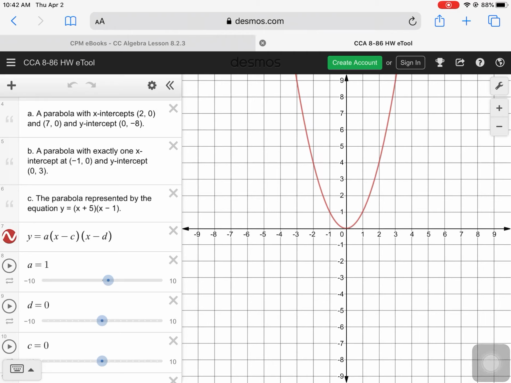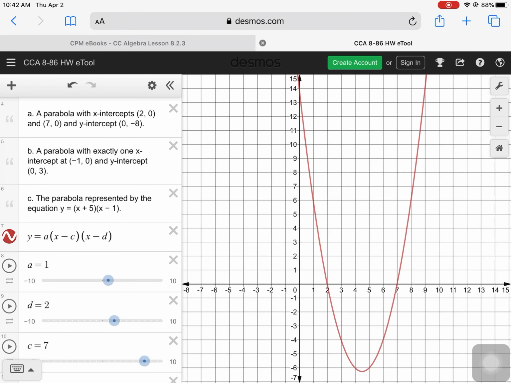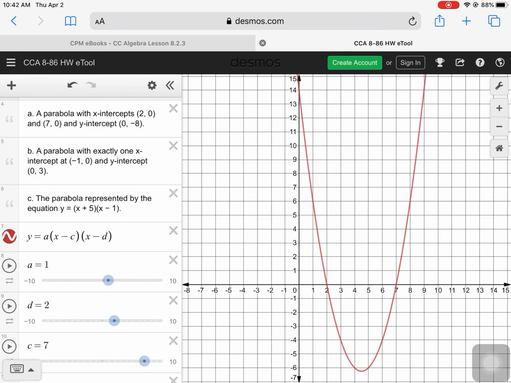So I'm going to take these sliders and slide one of them to 2, and slide the other one to 7. So now I have my x-intercepts in the right place. The trouble is, if you look at my graph over here, I don't have my y-intercept in the right place. So I must need to adjust A in some way because I want to get the graph to go through a y-intercept of negative 8. Oh, that's going to be a problem.